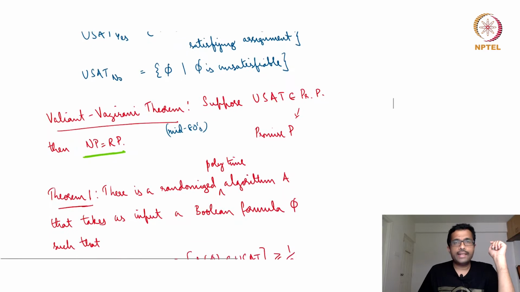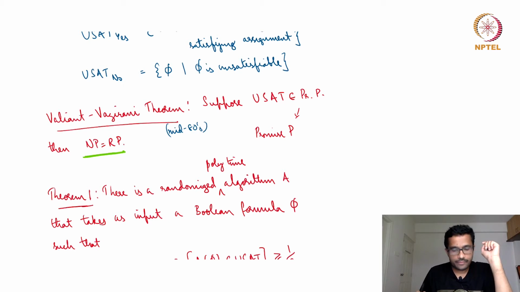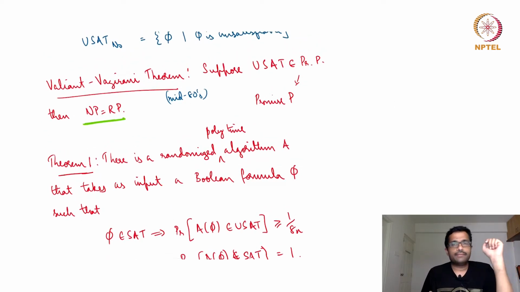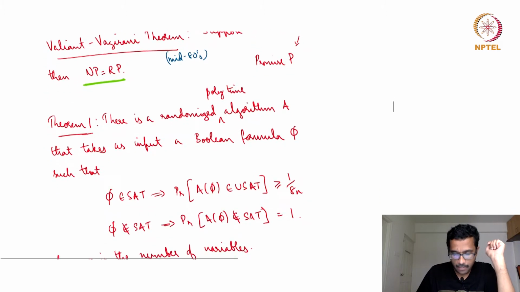And then we stated the Valiant Vazirani Theorem, which said that if unique set has a polynomial time algorithm, then NP is equal to RP. Or in other words, since we feel NP is unlikely to be equal to RP, it is unlikely that unique set will have a polynomial time algorithm. So this is the Valiant Vazirani theorem. Now in this lecture, we will see the proof of this fact.